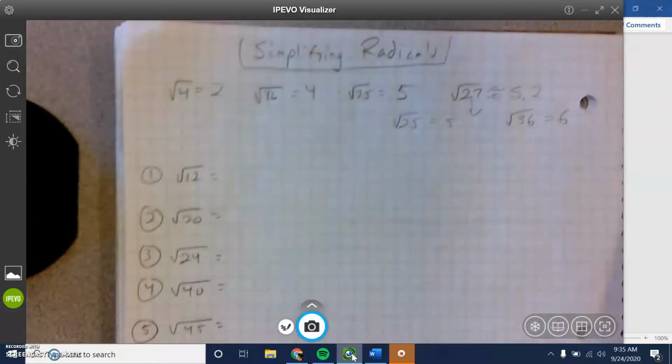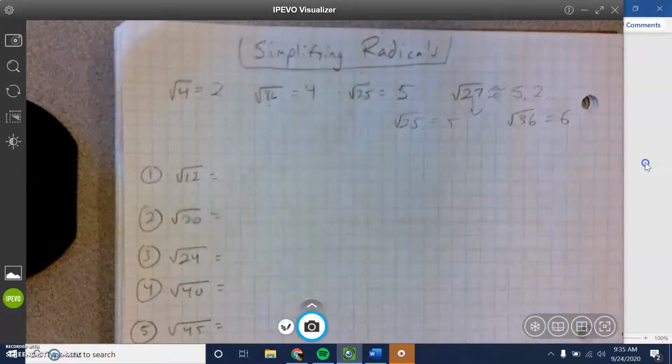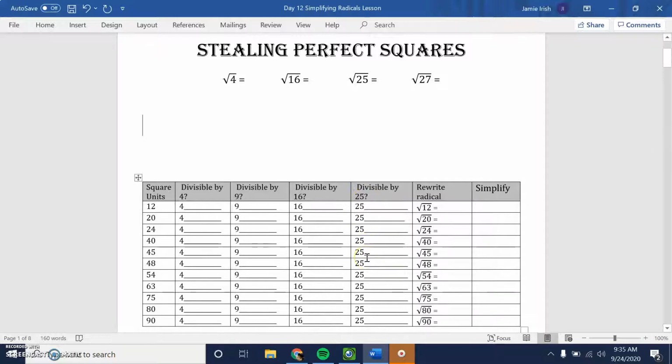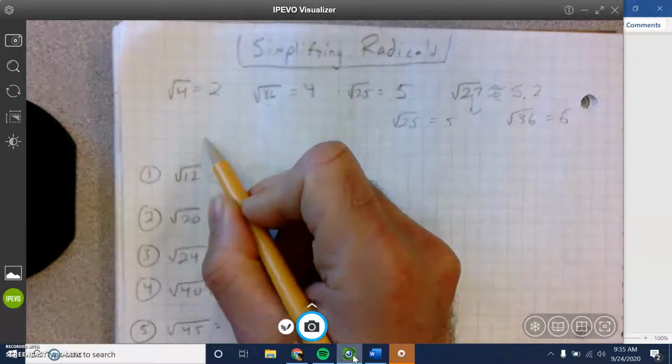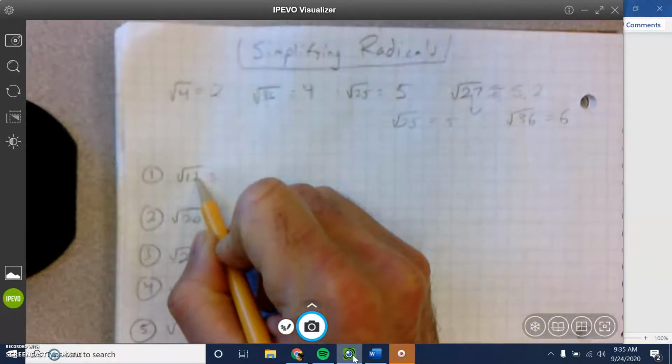This is what you do. And this sort of has a guide down here on your PDF. So the first thing we're going to do is we're going to do radical 12. We're going to simplify this because we don't know the square root of 12 off the top of our heads. It's an irrational number. So I'm going to ask myself whether it is divisible by 4, divisible by 9, divisible by 16, divisible by 25. Why? Well, what I'm doing is I'm seeing if any perfect squares can be divided in here.